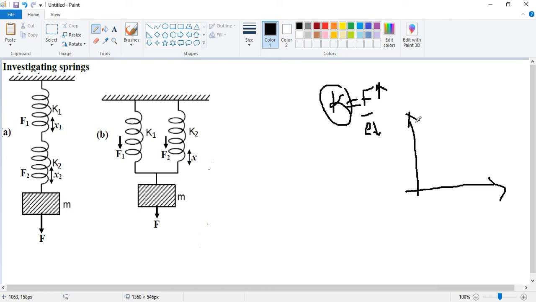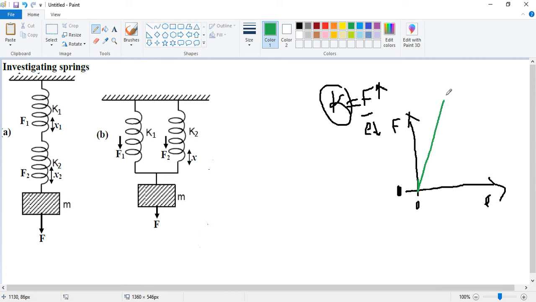So if I was to sketch a graph of force against extension, if Hooke's law is obeyed, these graphs should start from 0, 0. So these two graphs will start from the origin. But for the one which is stiffer, it requires a very large force to give a very small extension. So the graph will actually be steeper.